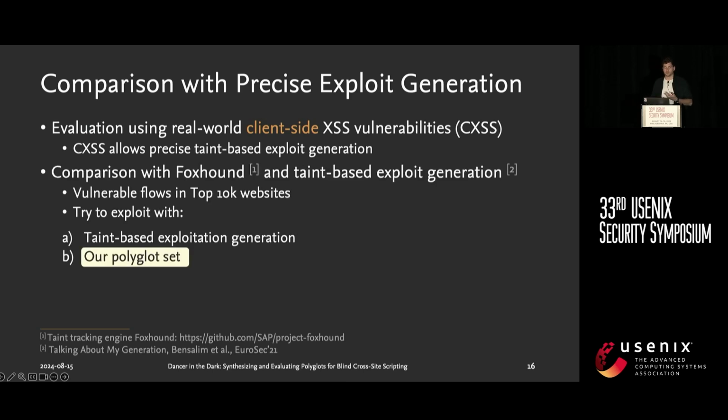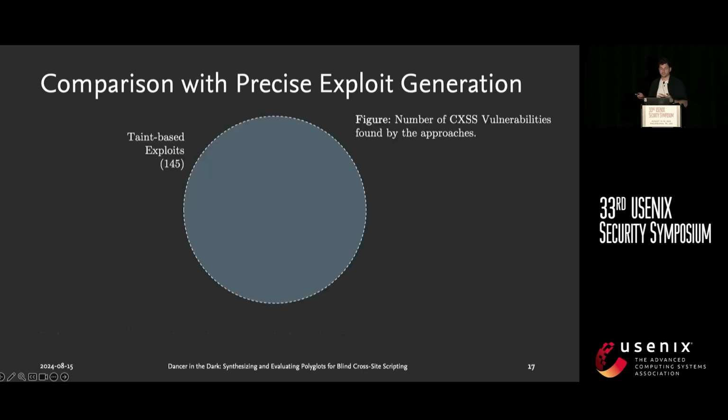We conduct a small crawl on the top 10K websites using Foxhound, which is a state-of-the-art taint engine, and taint-based exploit generation from related work. Then we try to exploit vulnerable flows using taint-based exploit generation, as well as our polyglot set. So our hope is that we are at least competitive with these perfect-knowledge taint-based exploits.